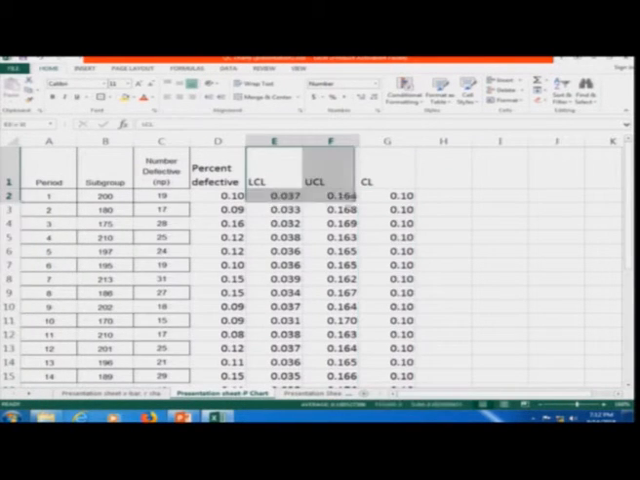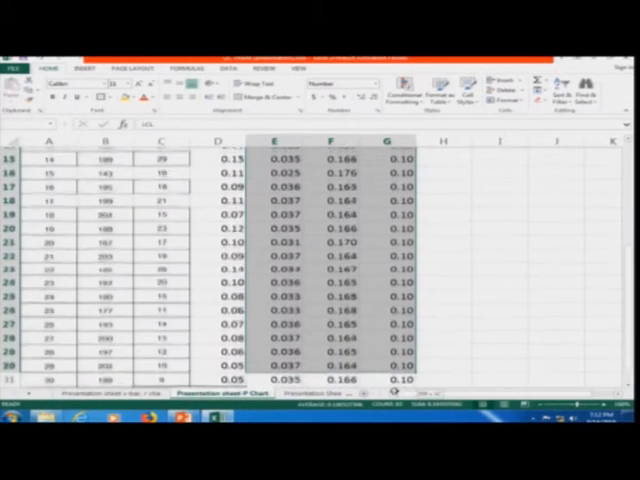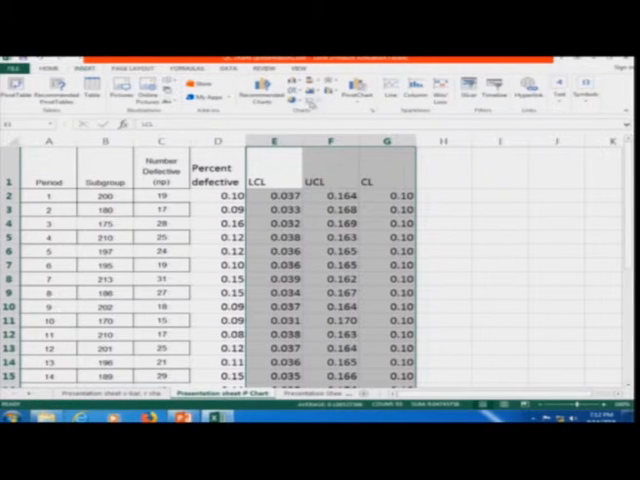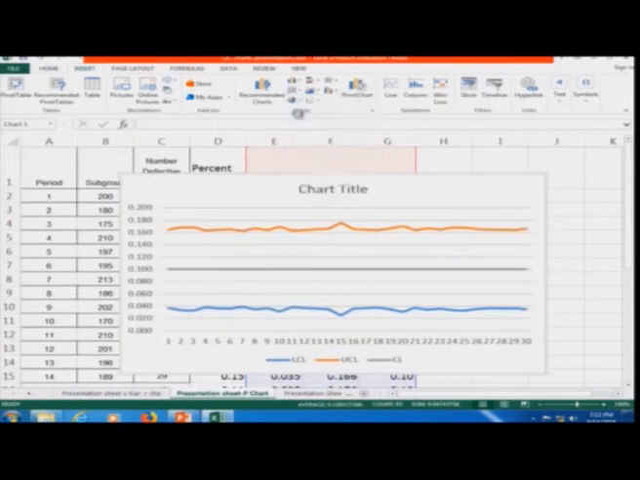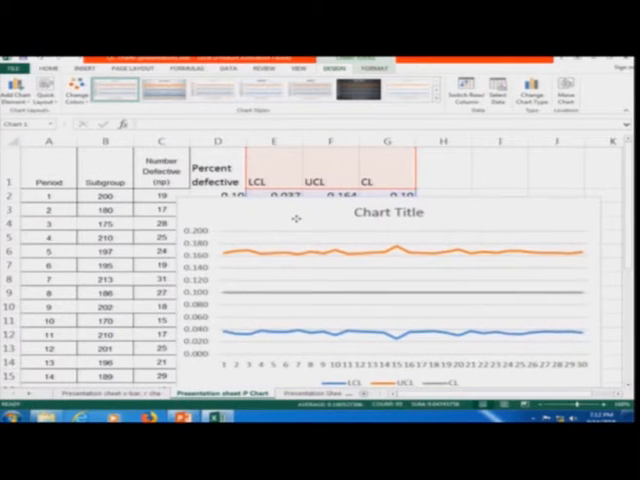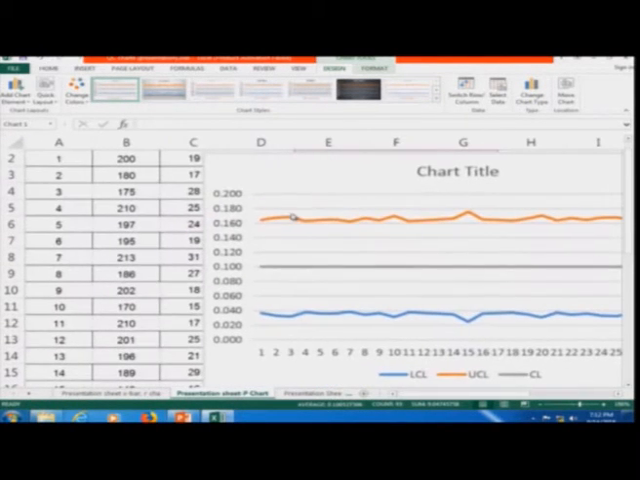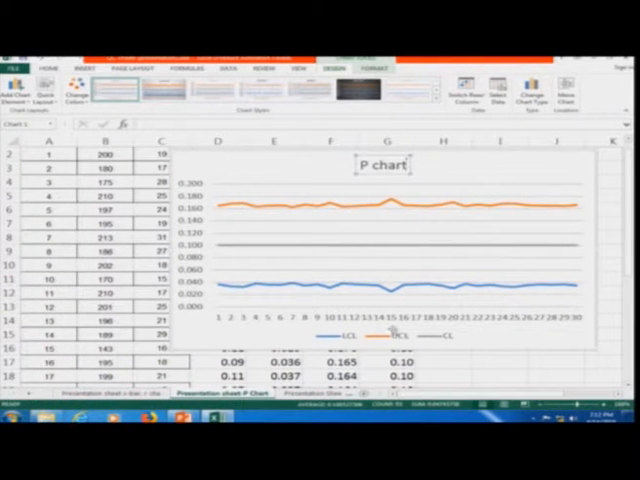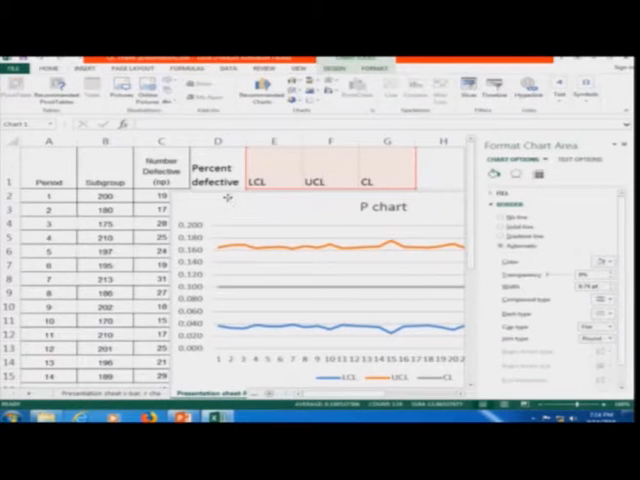So, I am going to plot this using the line. Insert line. So, I have got this. This is my proportion defective chart or P chart. I will put the chart title here. This is P chart. Lower control limit, upper control limit and center line. Now, I have got upper control limit, lower control limit and center line.